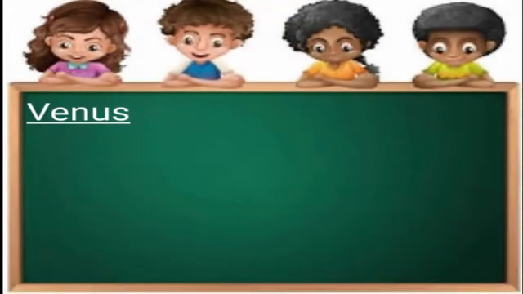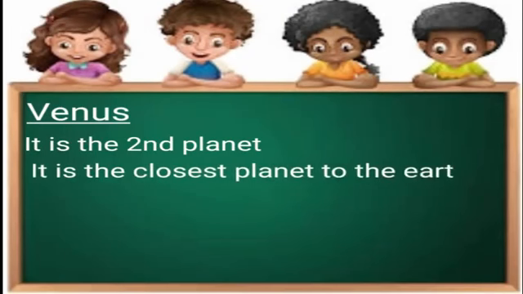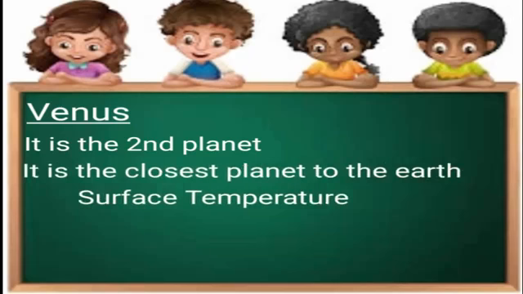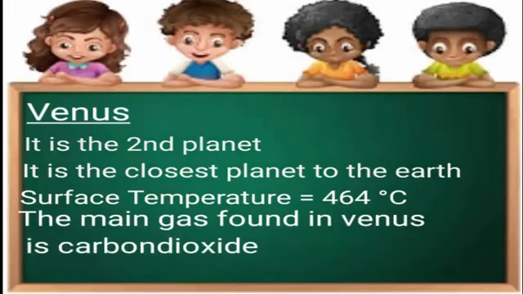Next we are going to learn about the planet Venus. Venus is the second planet according to distance from the Sun. It is the closest planet to the Earth. The surface temperature in Venus is 464 Celsius and it is the highest temperature among planets. The main gas found in Venus is carbon dioxide.